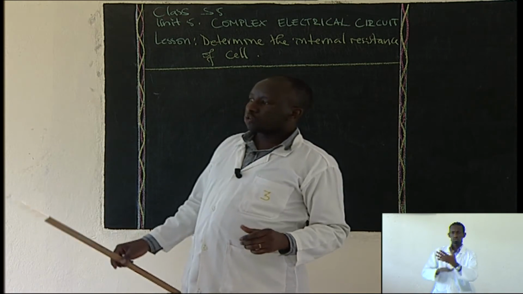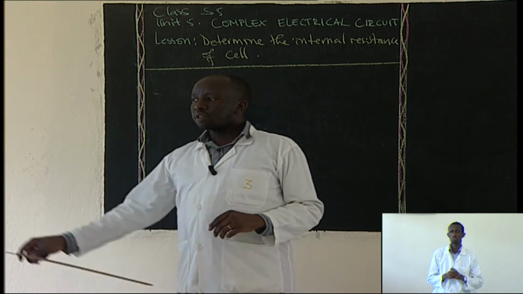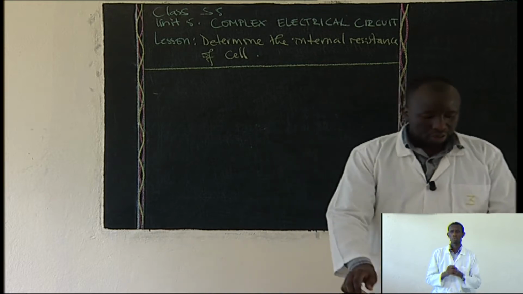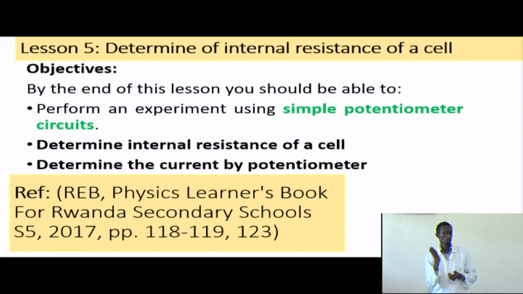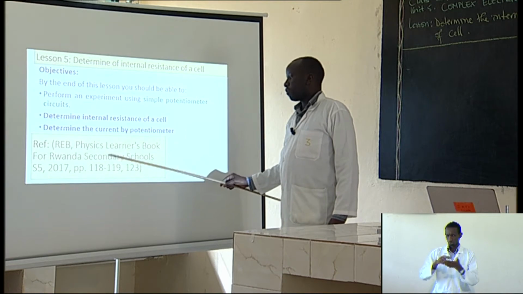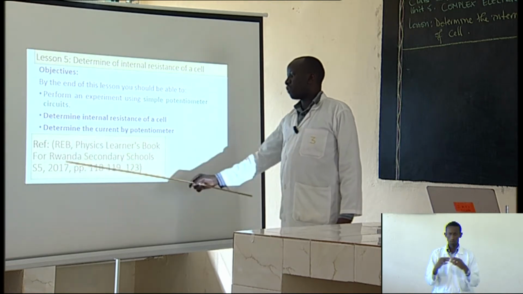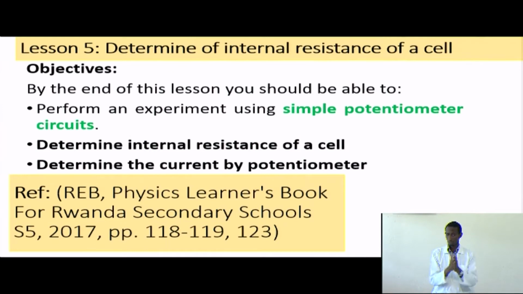But now it is going to determine the resistance of a cell and then to determine the current by potentiometer, okay? Now, students, this is lesson number 5, which is to determine the internal resistance of a cell. Check your physics books, the one of senior 5, Physics Learner's Book for Rwanda Secondary Schools, S5, 2017, pages 118 up to 119. And then on page 123, you find some more exercises.